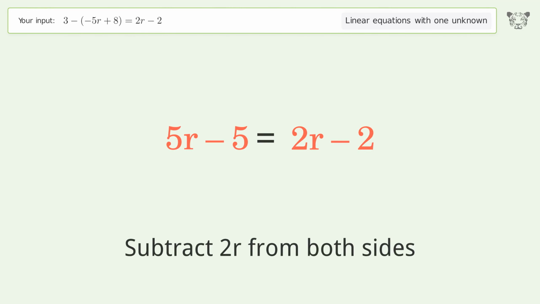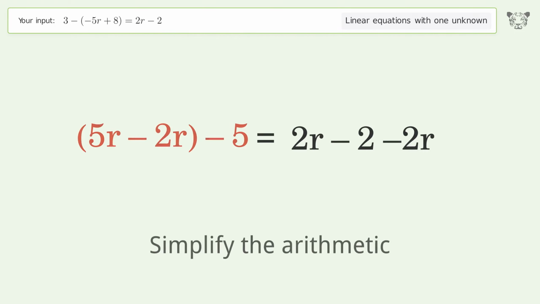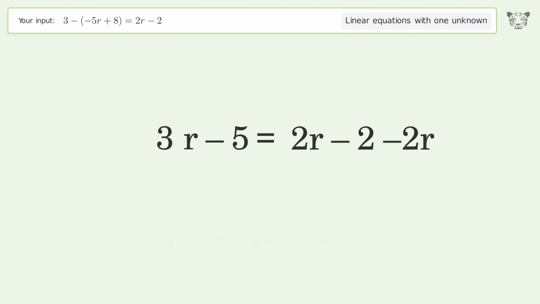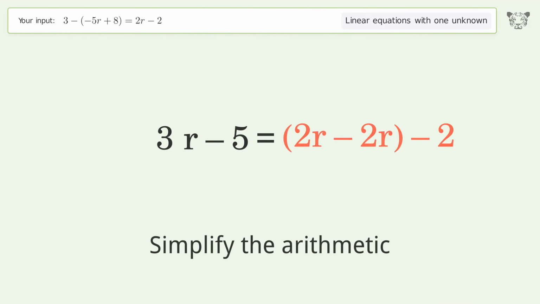Subtract 2r from both sides. Group like terms. Simplify the arithmetic. Group like terms. Simplify the arithmetic.